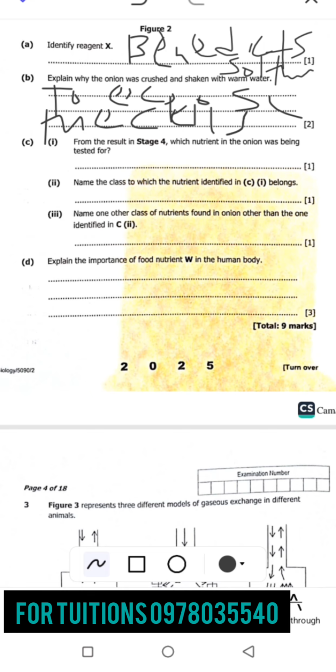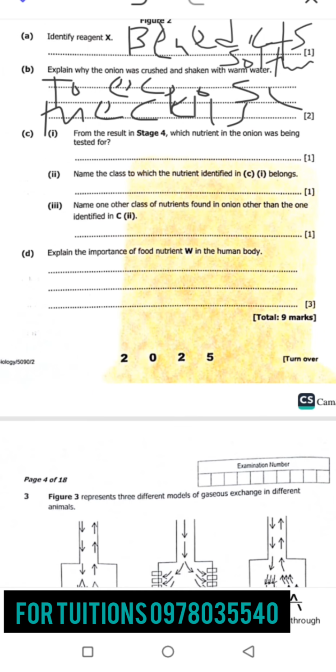Recall, if you haven't crushed the onion, what you have is the cell wall, which is a barrier. Until you break that barrier, you can't react. Until you break that cell wall, that is when you'll be able to react the reagent with the onion. Okay, so let us proceed to our next question.